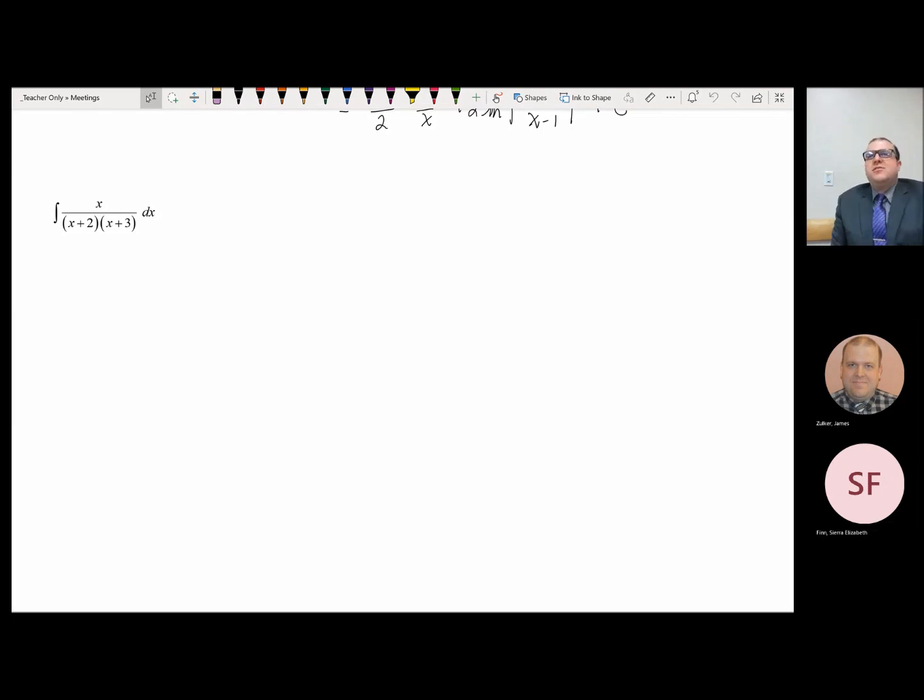Ah, they were nice to us. They gave us the denominator already factored. That makes our job a little bit easier. Right? First step: check that it's proper. Is this rational function proper? It is, which means we do not have to do long division, which is nice.